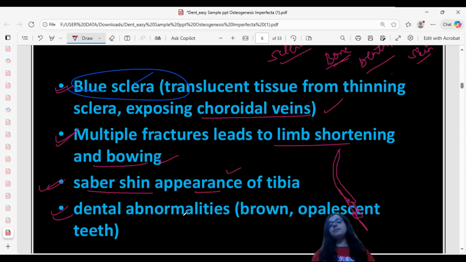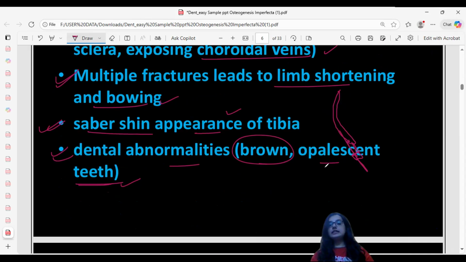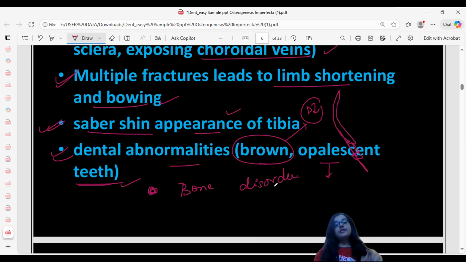And then there are dental abnormalities associated with it, where the teeth turn brown, and we call such teeth opalescent teeth. Now, what we need to note here is that opalescent is reserved for conditions which involve some bone disorder. We see similar teeth in dentinogenesis imperfecta also, but we don't use the word opalescent there. We generally use the word for the systemic bone disorders.